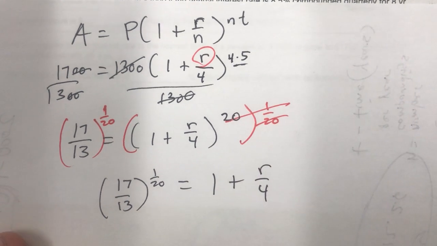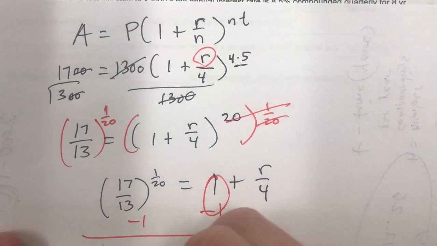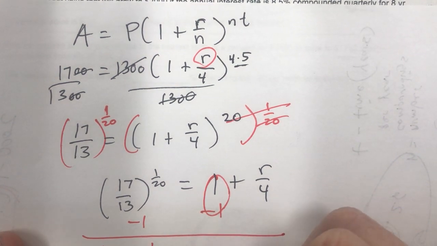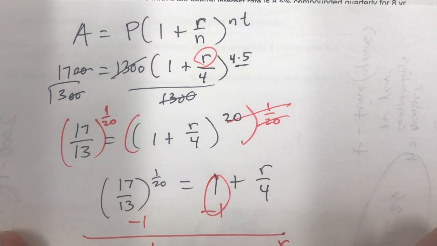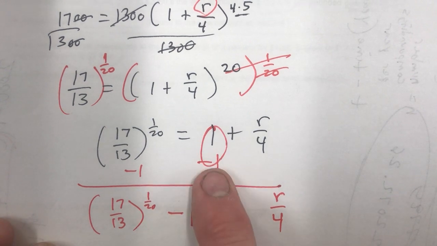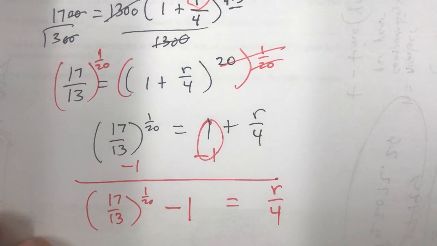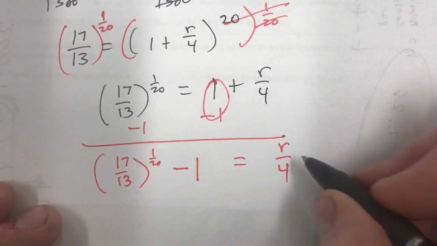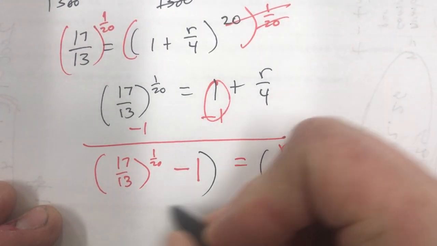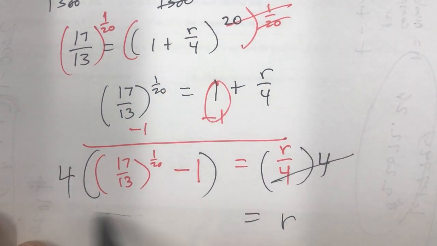And now all I do is subtract 1 on both sides to make this go away. Now I've got 17 over 13 to the 1 over 20 power minus 1 equals r over 4. And one last step here, I'm going to multiply both sides by 4, which makes these cancel off, and r is going to equal all this right here.